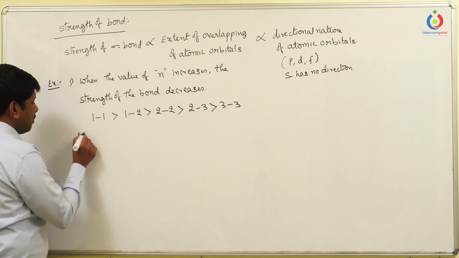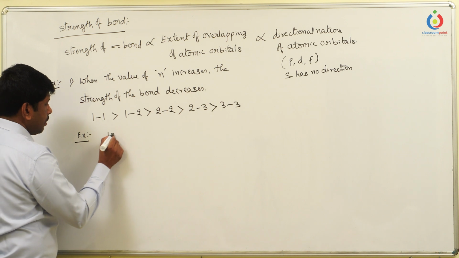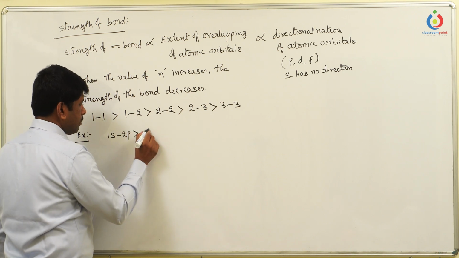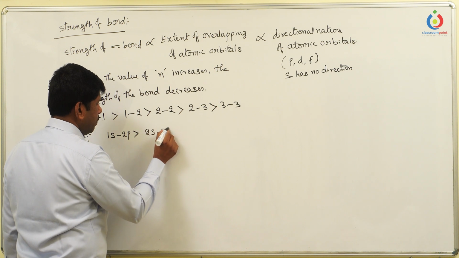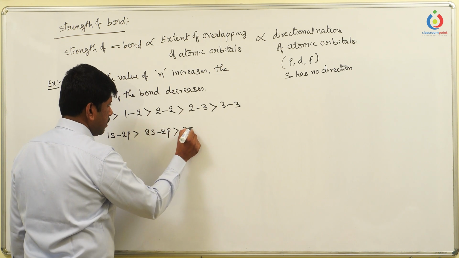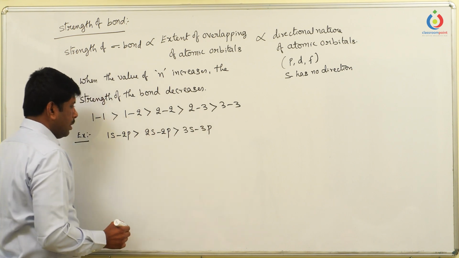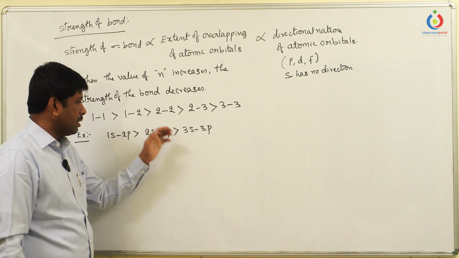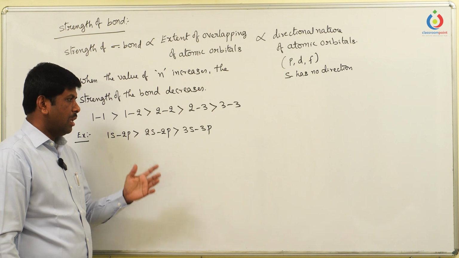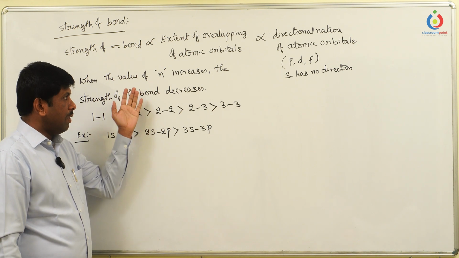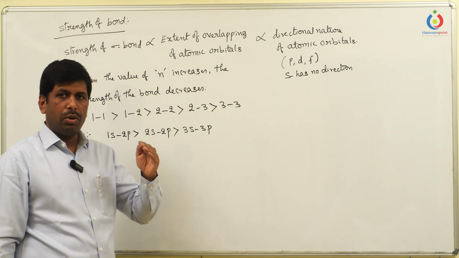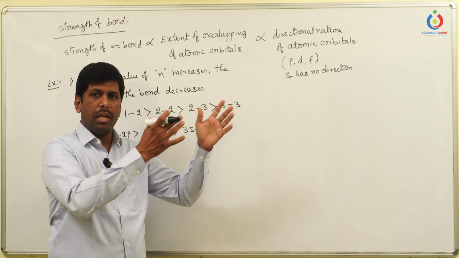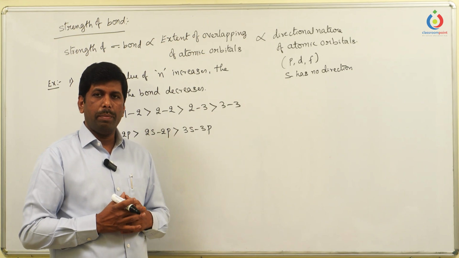So let us take an example here. 1s2p overlap is stronger than 2s2p, which is stronger than 3s3p. So we have taken only the sp combination, but when the value of n increases, the strength of the bond gradually decreases. There is one more reason also. When the value of n increases, the electrons are located farther from the nucleus, so the nucleus cannot hold on to the bonded electrons, hence the strength of the bond will be very weak.